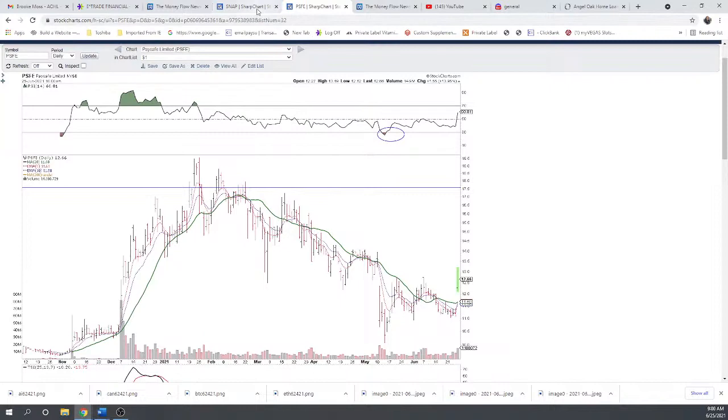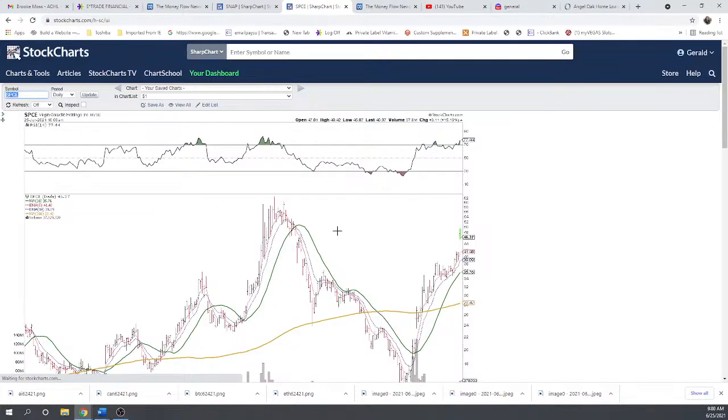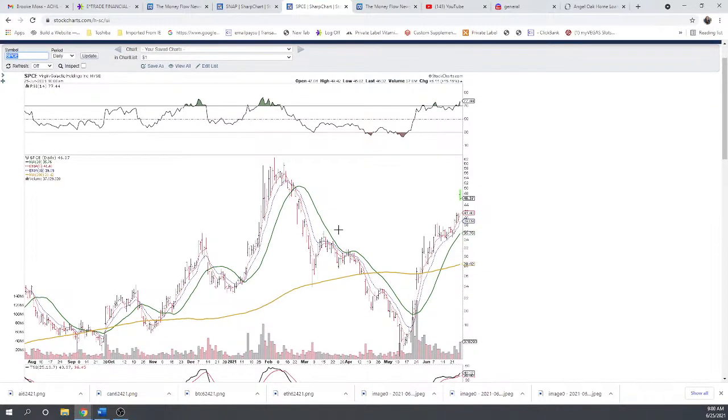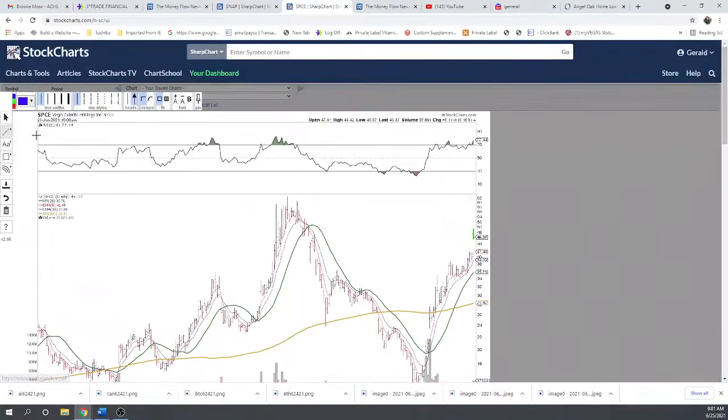So let's look at space. What's up with space? Big move out of space this morning. Still up 15. Where'd we go last time? Right here, right? Well, let's look at it. What's up with space, man?